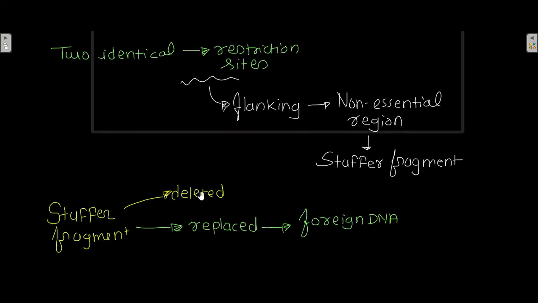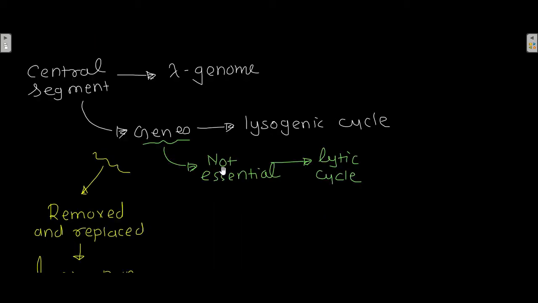Now what happens is this non-essential stuffer fragment is deleted and replaced by the foreign DNA, and that is how the target DNA is inserted in your replacement lambda vector. The stuffer fragment is deleted and it is replaced by foreign DNA. Now the central segment of this lambda genome consists of genes which are responsible for the lysogenic cycle, and that is the reason why these genes are not essential for the lytic cycle.